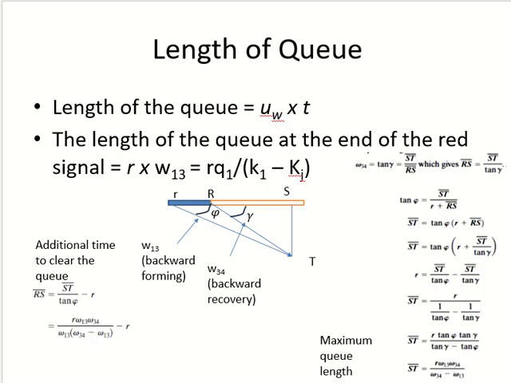Now I calculated ST, which is the length of the queue. Now to clear this length of the queue, how much time do I need? This much, RS. So going back to the equation of this triangle, this one, I used it for ST, right? Now I will use it for RS. So from this equation, RS equals this.